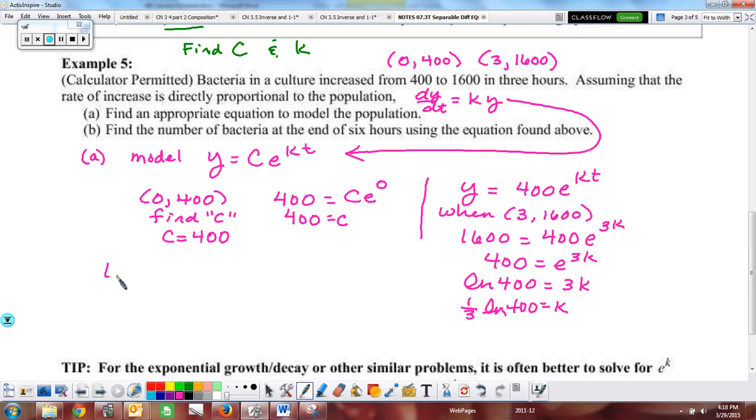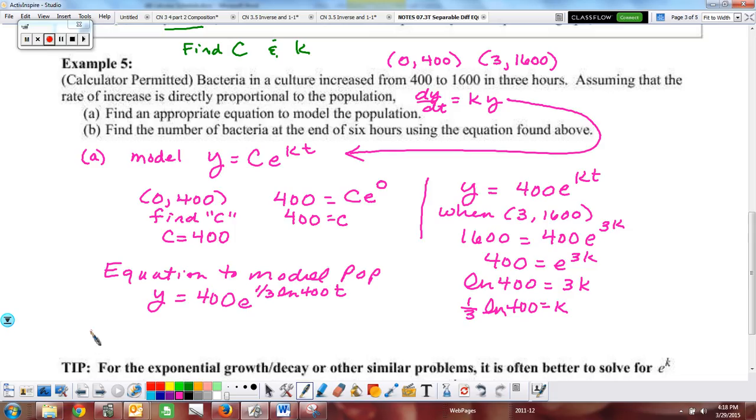So the equation to model the population is going to be y equal to, and we have our c, which is 400, e to the k, 1/3 natural log of 4, times t. And then we can pretty much say we're done with that part, with A.